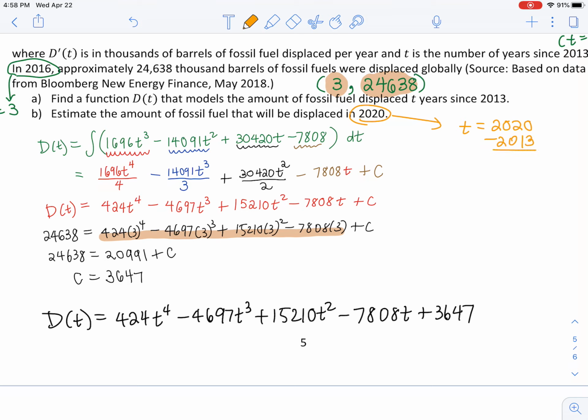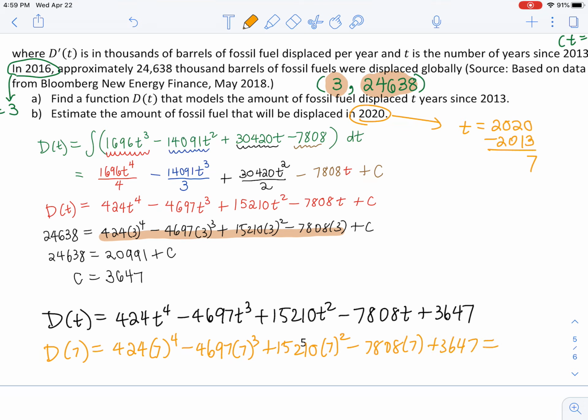And now let's use this to estimate the amount of fossil fuel that will be displaced in 2020. Oh, okay. So for 2020, what should we plug in for t? 2020 minus 2013 will give you 7, right? So t is going to be 7 in this case. So plug in 7 and find the amount of fossil fuel that will be displaced in this year. Probably more now, because who drives nowadays? I'm writing this down.